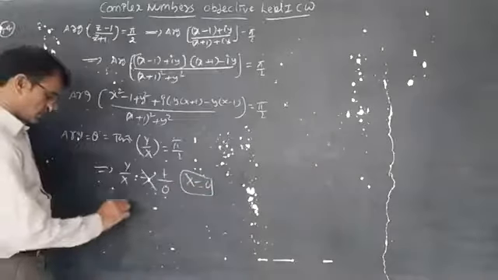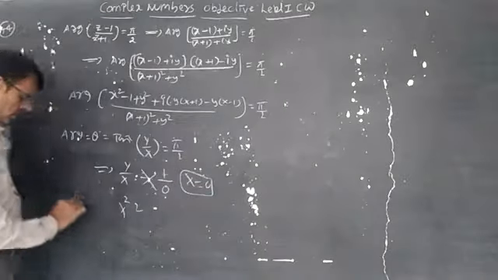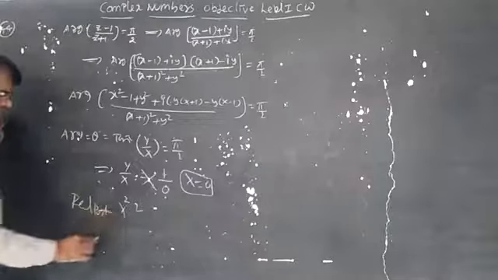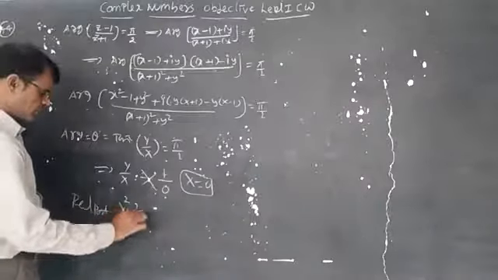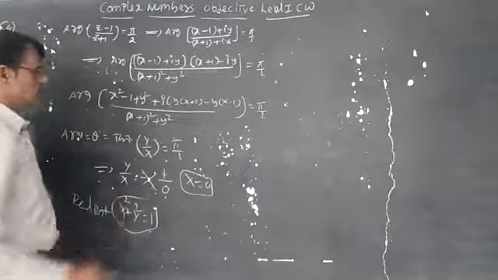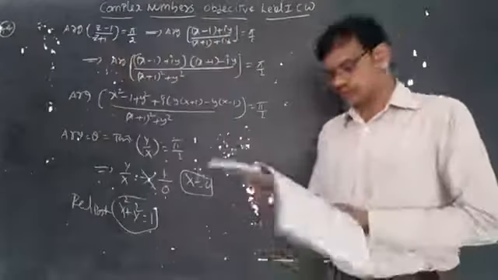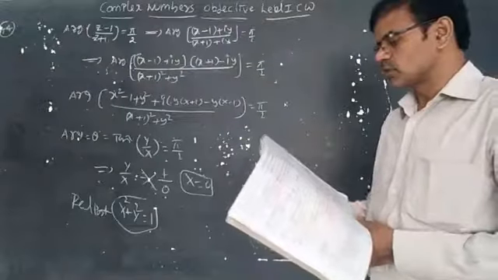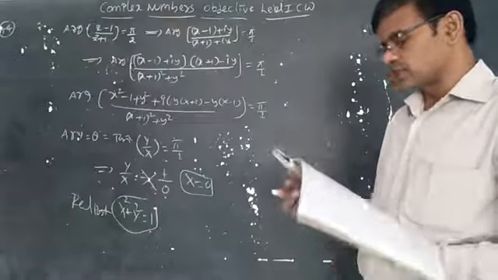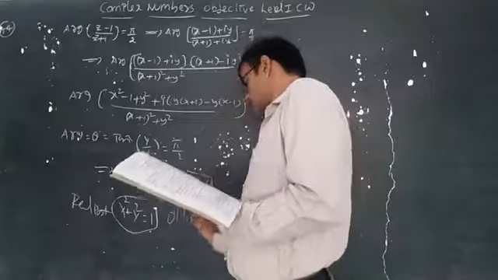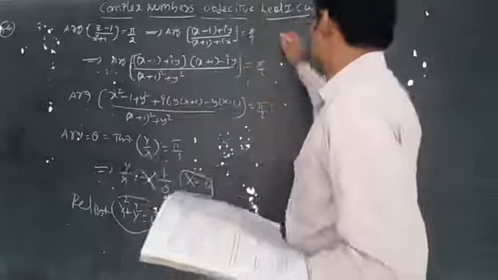The value x is nothing but the real part. Real part equal to 0, so x square plus y square equal to 1. It is a unit circle having center 0, 0. Circle with radius 1 here. So option 2. Option 2. 45th question.